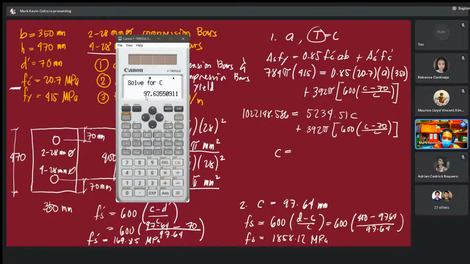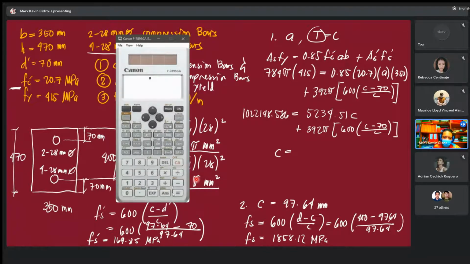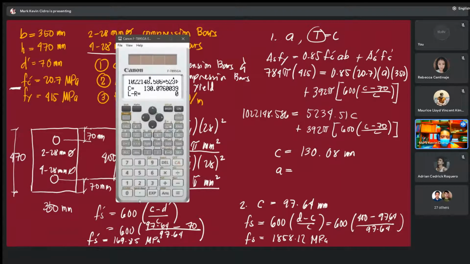When you press equal, the value of the new c is 130.08. This is in mm. This is your c. If you want the depth of the compression block a, you just multiply c by 0.85, the value of your beta 1. So your a is equal to 110.56.